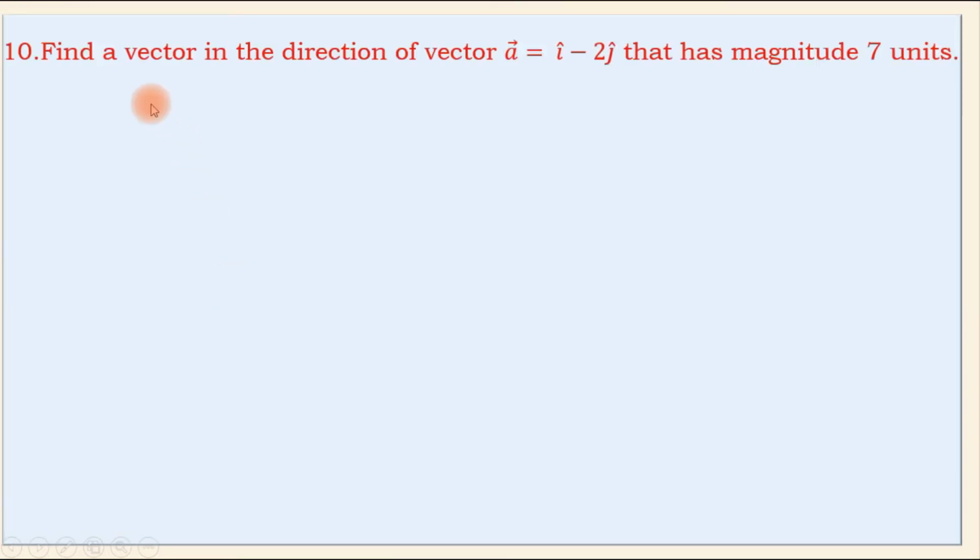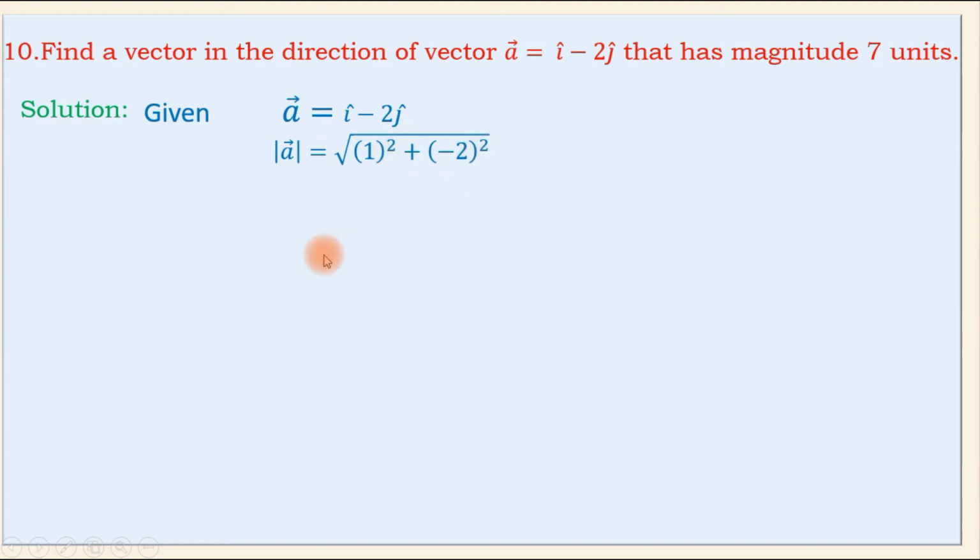Next, problem number 10. Find a vector in the direction of the vector a equals i cap minus 2 j cap which has magnitude 7 units. So first take the given vector, a vector equals i cap minus 2 j cap. Find its magnitude, that is square root of 1 square plus (minus 2) whole square. So hence we'll get magnitude of a vector equals root 5.